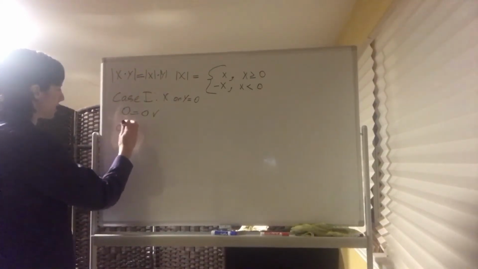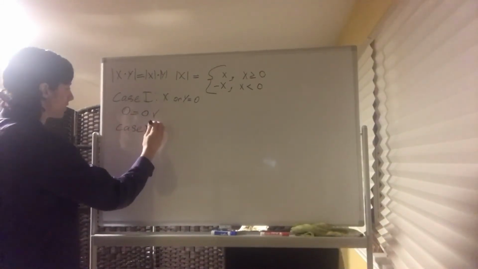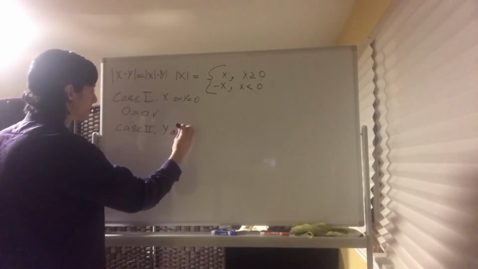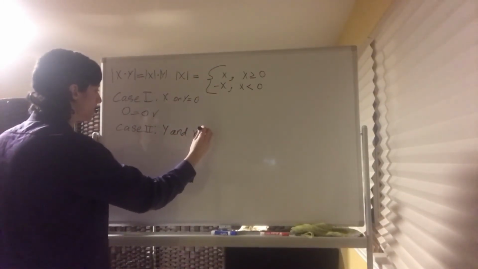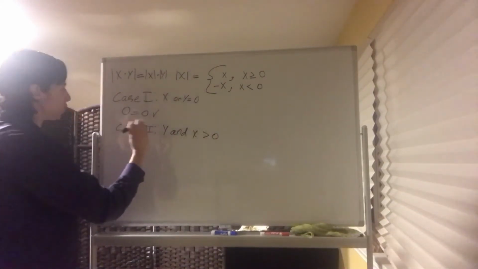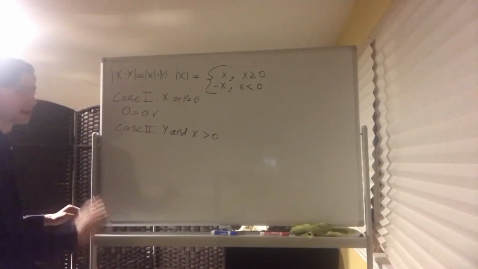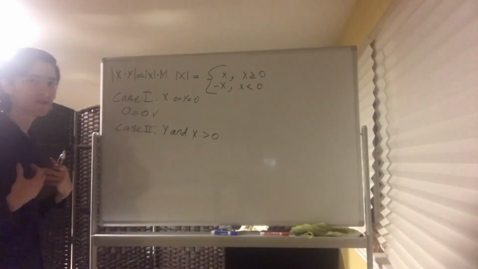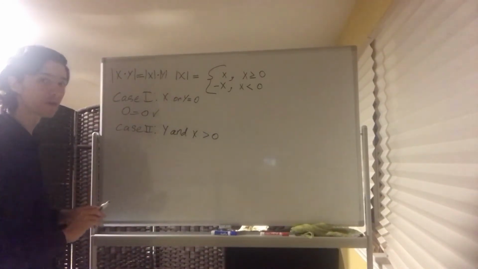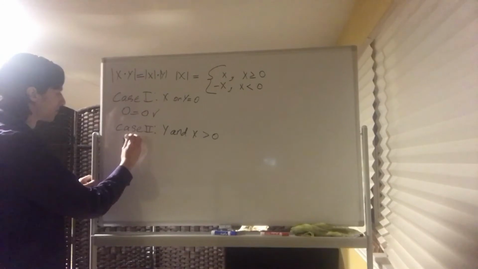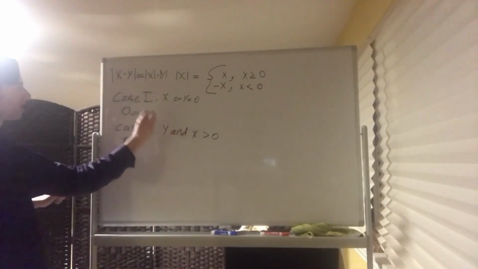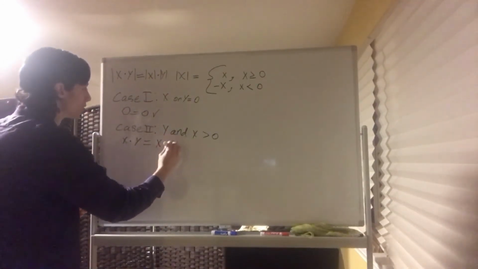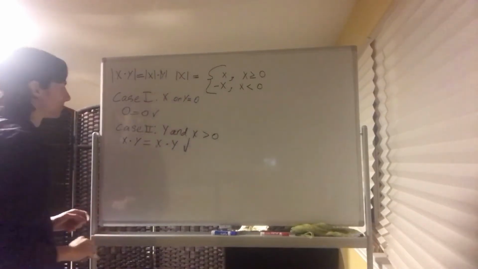Now, our second case will be that x and y, or y and x, are greater than 0. So y is positive, x is positive. Now what does this mean? Well, first of all, x times y is positive. So the absolute value of a positive number is just that number itself. So we have x times y. And if x is positive, absolute value of x is x. If y is positive, absolute value of y is y. So therefore, if they're both positive, this holds.